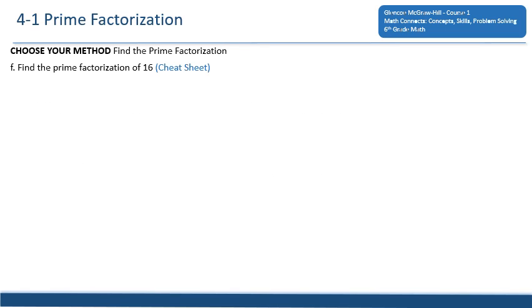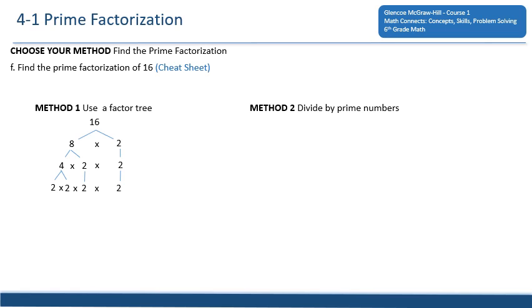And find the prime factorization of 16. Use a factor tree. 16, we can do 8 times 2. We can factor 8 into 4 times 2, bring down the other 2. Then we'll factor 4. 2 times 2 times 2 times 2.